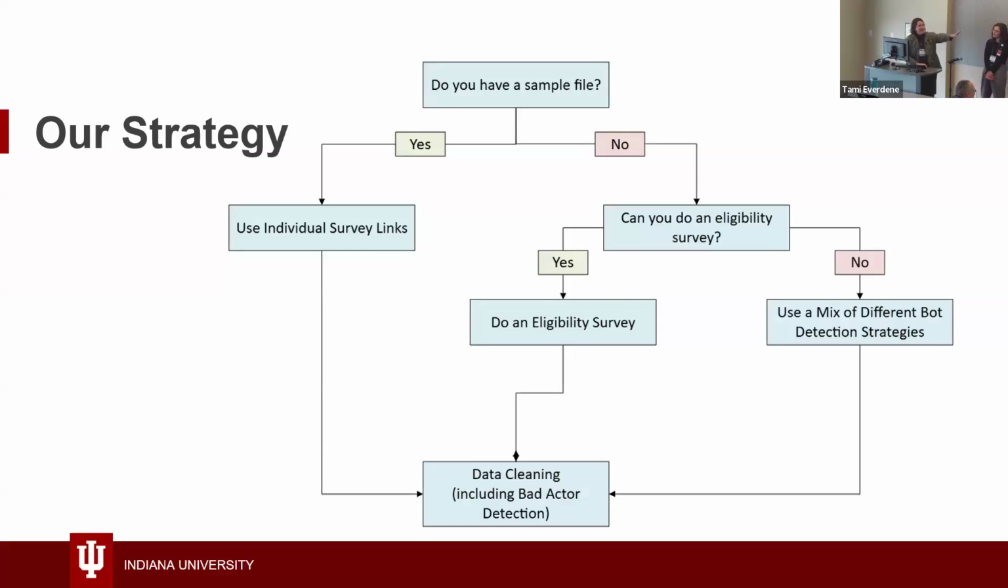So then we just wanted to go over our general strategy again. So best, you get a sample file. Great, you have just solved so many of your own problems. If you can't, and you can do an eligibility survey, that's a great next step. If you can't do any of that, you're really going to have to look at what you're studying, who you are trying to study, and the resources you have, and use a mix of strategies. And then no matter what you do, you've got to clean the data at the end of the day.